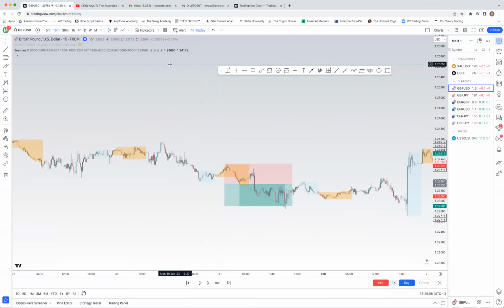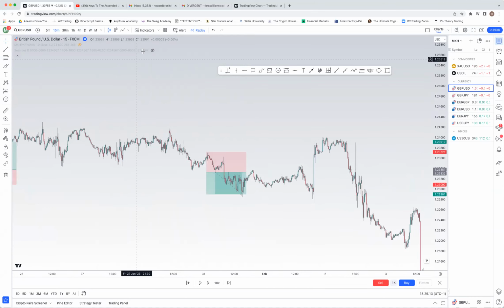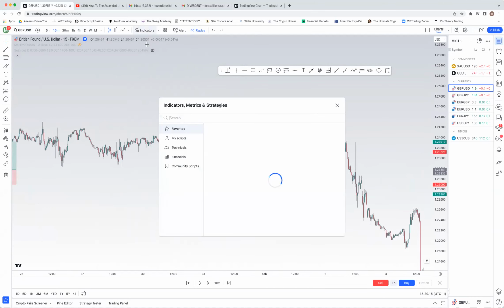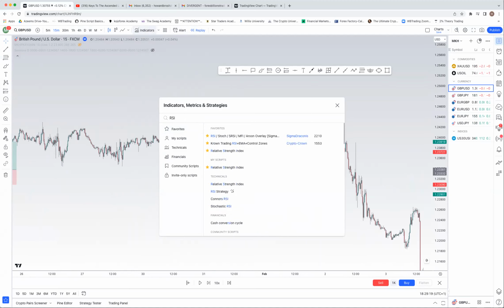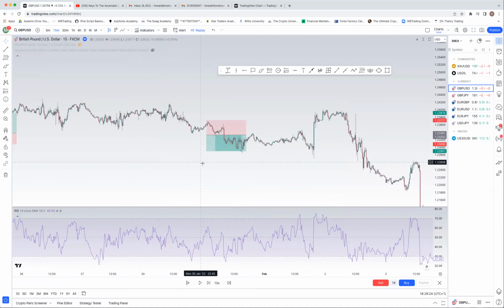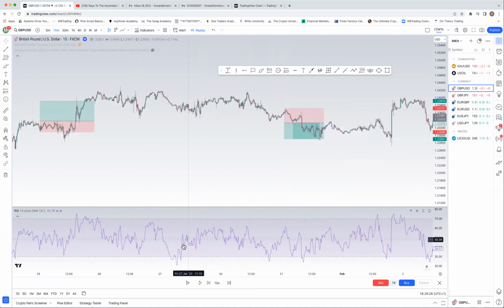So when we say divergence, what we are saying is very simple. We have this indicator that we call RSI, or relative strength index. And what this indicator tells us is that the indicator normally moves like how price moves.